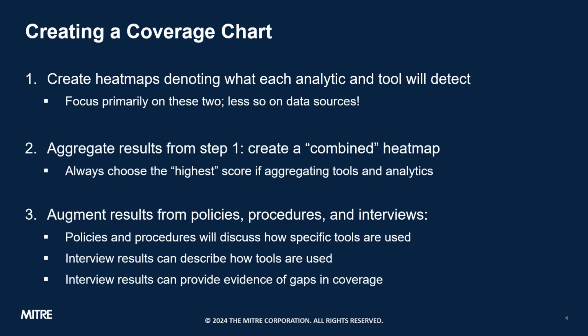So creating a final coverage chart ultimately boils down to three core steps. Number one, create heat maps denoting what each analytic and each tool will be able to detect. Here, your focus is primarily on the analytics and tools and less so on the data sources, which we'll talk about a little bit in the next lesson. Then, aggregate the results from step one, creating a combined heat map. When you're doing this, always choose the highest score when looking at just tools and analytics.